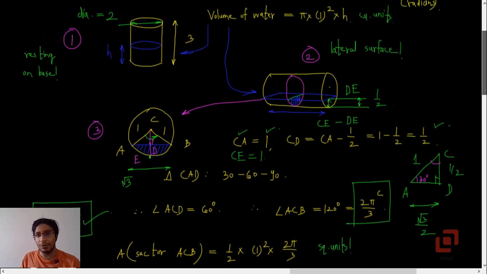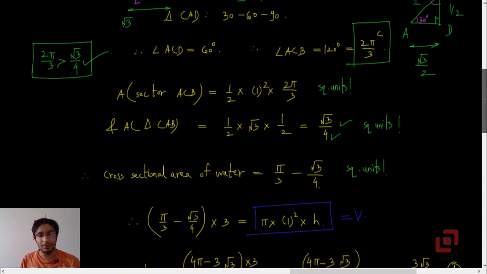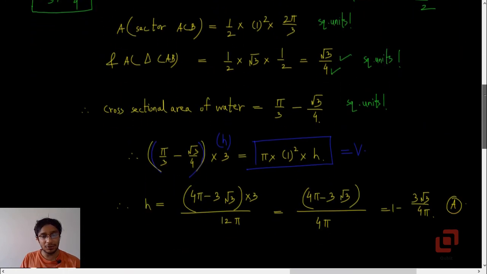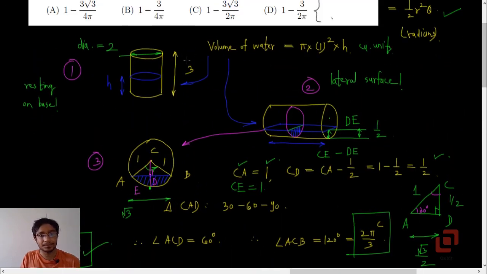Yes, so pi into 1 squared into h, which was the volume of the water when it was in the position 1, is now equal to what? Cross sectional area of the water in the second position, that is pi by 3 minus root 3 by 4 into the height of the water. Well, not height of the water, sorry, height of the cylinder. Let's not call it h, or at least lowercase h, let me call it uppercase H. Okay, which is 3. This one.